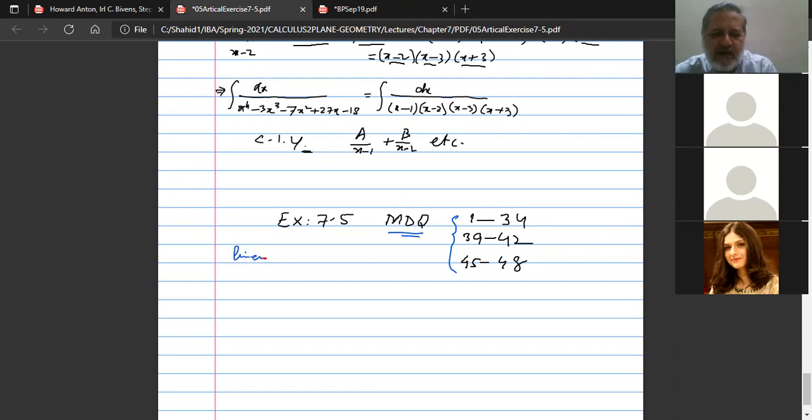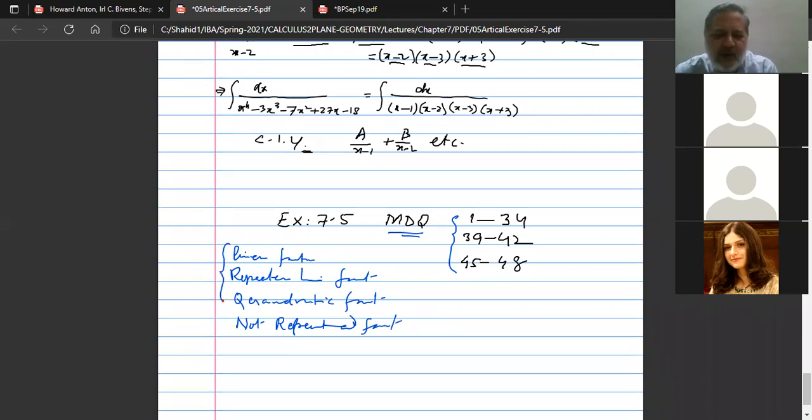Linear factors, repeated linear factors, quadratic factors, but not repeated quadratic factors. तो इसमें आपके पास आएंगे, लेकिन मैं आपको कह रहा हूँ कि आप सिर्फ ये 3 टाइप के क्वेश्चन दे सकते हैं. So that's it for partial fraction.